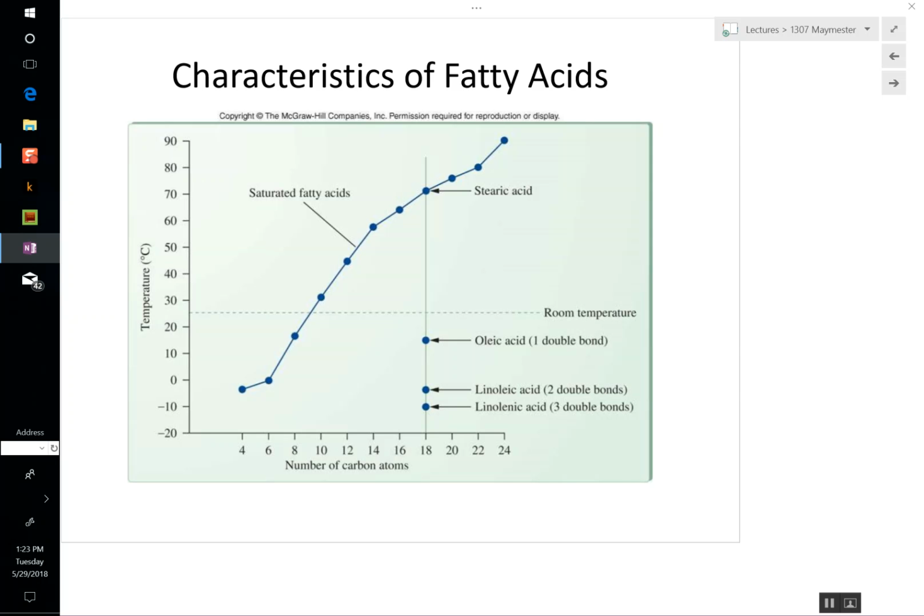6 carbons long, 8 carbons long. We're going up into here. 10 carbons long. Here's room temperature. So once you get up to 10 carbons long, since the melting point is above room temperature, it would still be a solid at room temperature. You have to get up to this temperature for it to melt. So all of these are solids: 10, 12, 14, 16, 18. So at 18 we're talking about stearic acid. Melting point above 70 degrees centigrade.